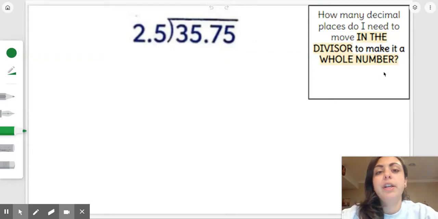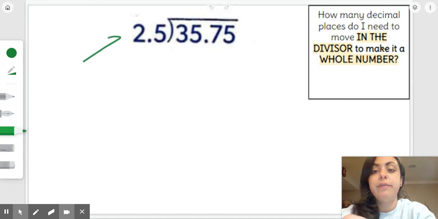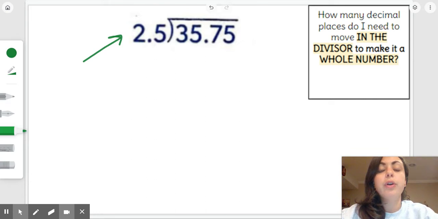Hi guys, so today we're going to introduce you to dividing decimals. Now dividing decimals is very similar to dividing regular numbers. What we have to pay attention to the most is the divisor. So in this case, our divisor is 2.5. And your goal is to make that divisor a whole number.